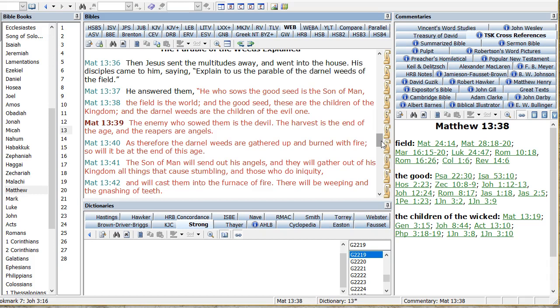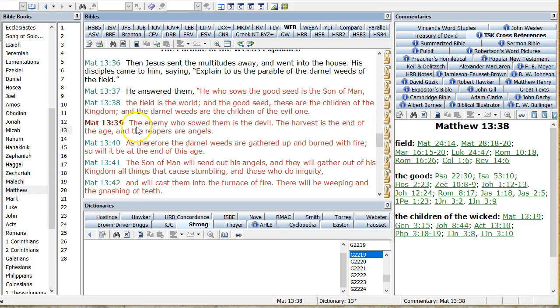He answered them, 'He who sows the good seed is the Son of Man. The field is the world, and the good seed, these are the children of the kingdom. The darnel weeds are the children of the evil one, Diablos. The enemy who sowed them is the devil.'" Well, actually, evil one's not Diablos, sorry. "'Is the devil,' that's Diablos.